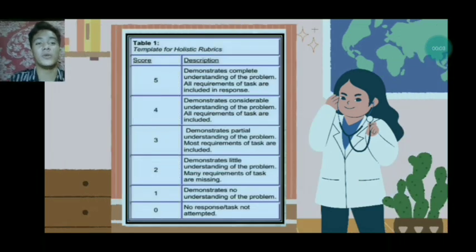So here is an example of holistic rubrics. So we have a score which is the level of accomplishment from 0 to 5, and on the other side is the description of each level of accomplishment. So I think that's all for my discussion or report about holistic rubric.